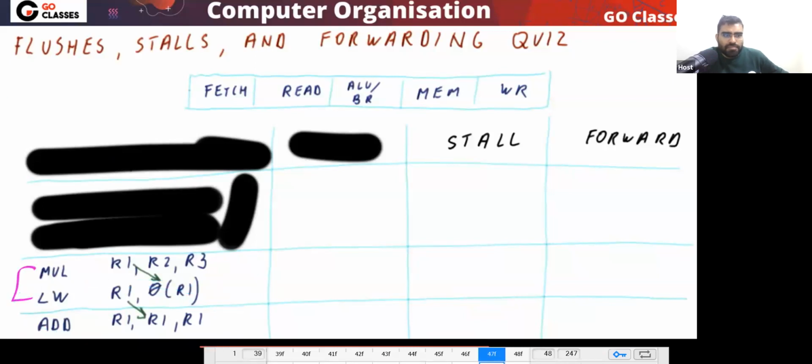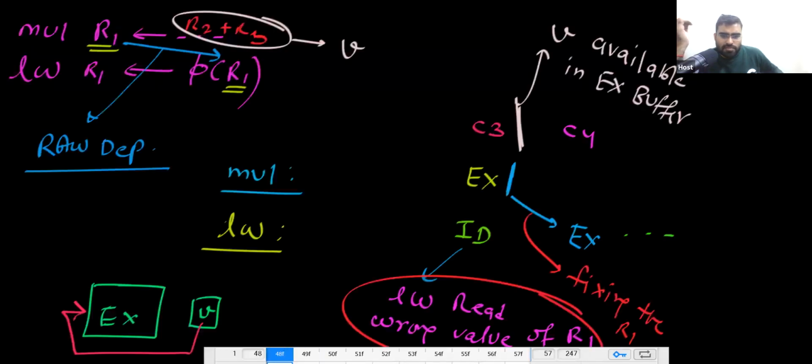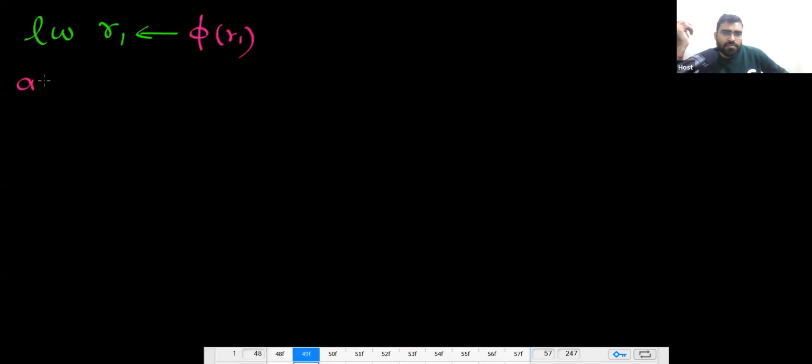LW comma add. Okay. Now focus. So now you have to focus on this. LW: in R1, you are putting some value. And then you have this add. In R1, again, you are putting something, R1 plus R1.